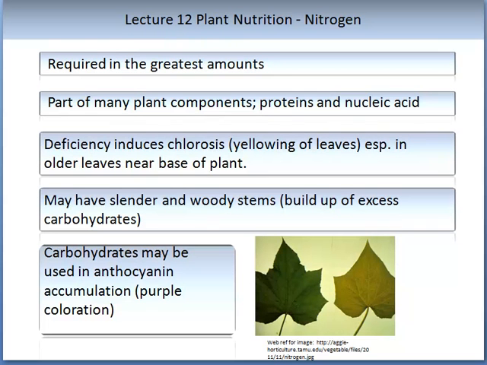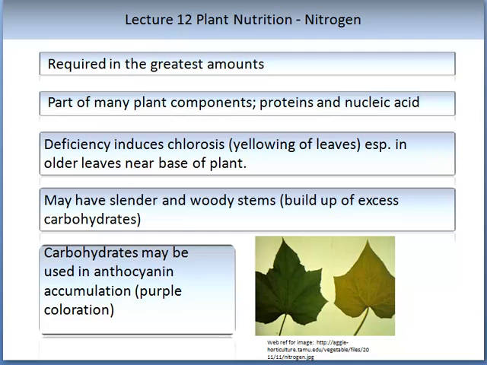So nitrogen is one of the primary macronutrients, which is required in the largest amounts in plants. It's part of many plant components, including the proteins and the nucleic acids. In plants, deficiency can be seen by chlorosis, which means the yellowing of the leaves, especially in older leaves near the base. This is an image of a healthy vine leaf, and this is an image of a nitrogen deficient leaf.